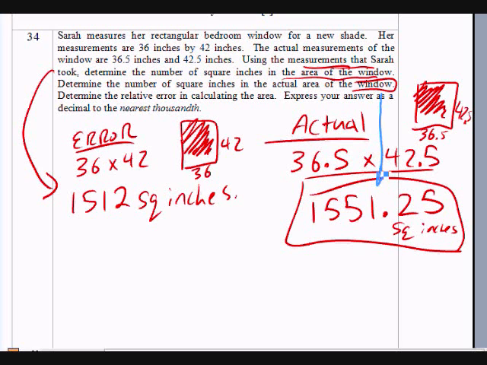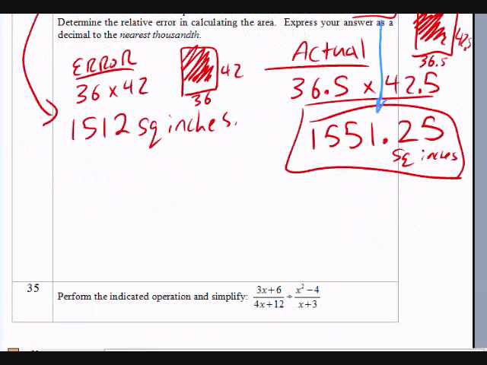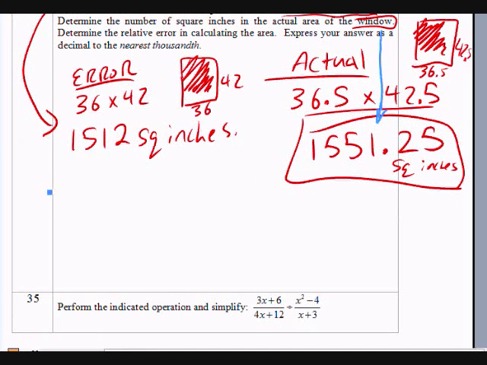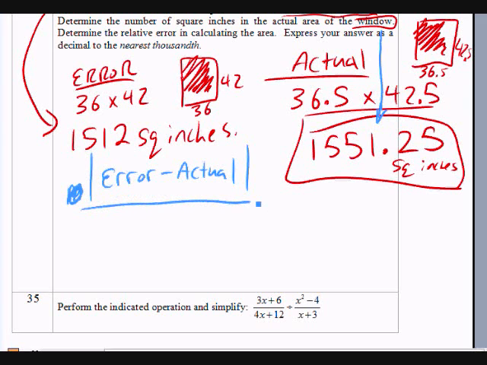Now the last part is determine the relative error in calculating the area. Okay, this formula you need to know it. They don't give you in the book, but the relative error formula is error minus actual. Okay, and we take the absolute value of that. That means if it's a negative, we're going to turn to positive. If it's a positive, we just leave it as positive. Okay, divided by actual. Okay, let's plug in numbers here. What's the error? Error is 1512.